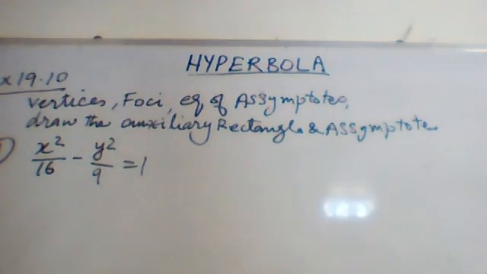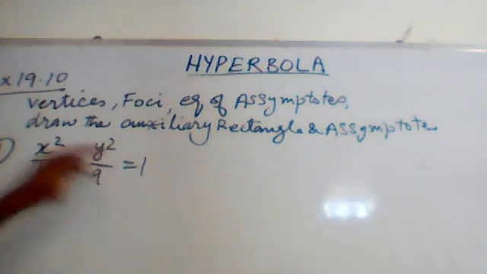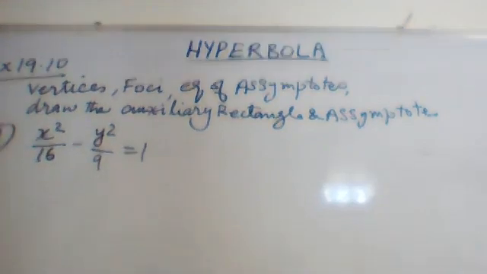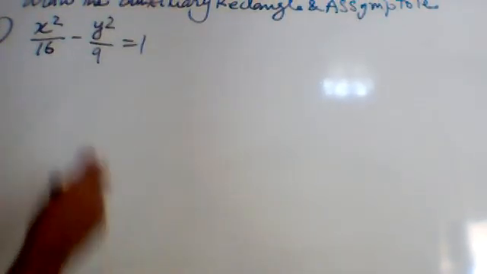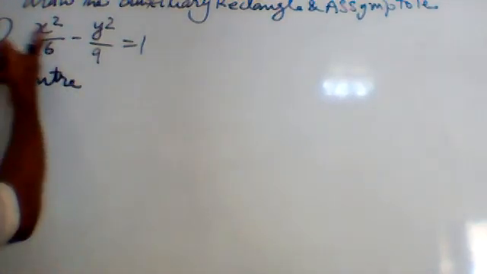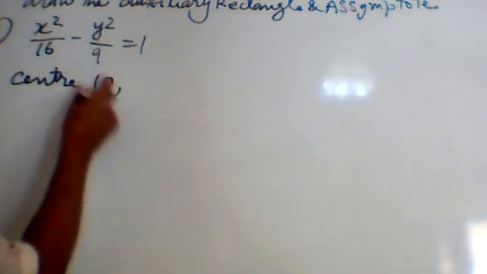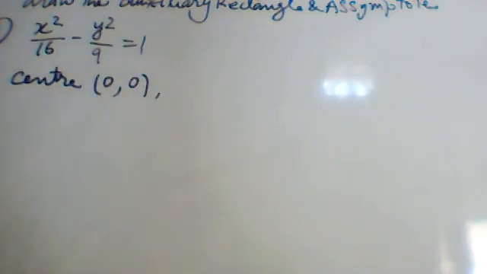So first of all, we will see the center. This is x minus 0 whole square, this is y minus 0 whole square. Therefore, the center: x minus 0 whole square is 0, y minus 0 whole square is 0. Center is 0, 0. Then we will find the transverse axis.